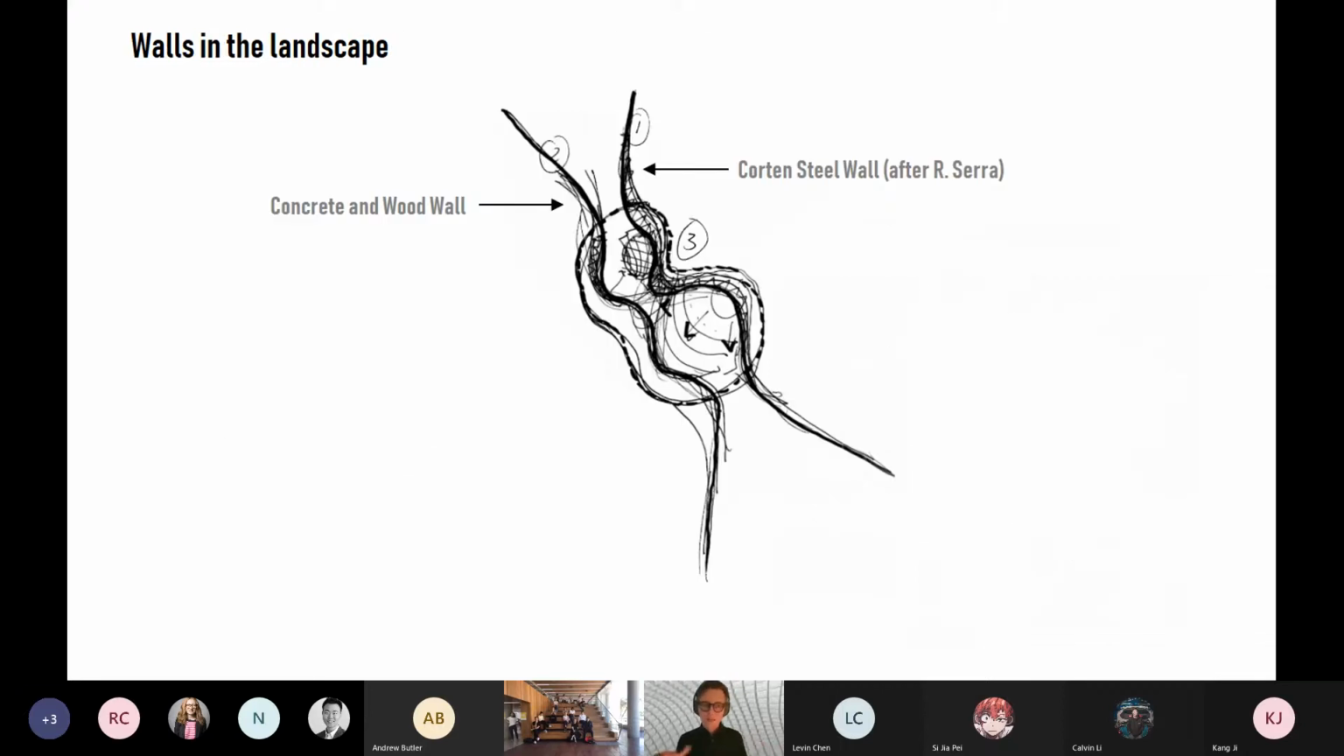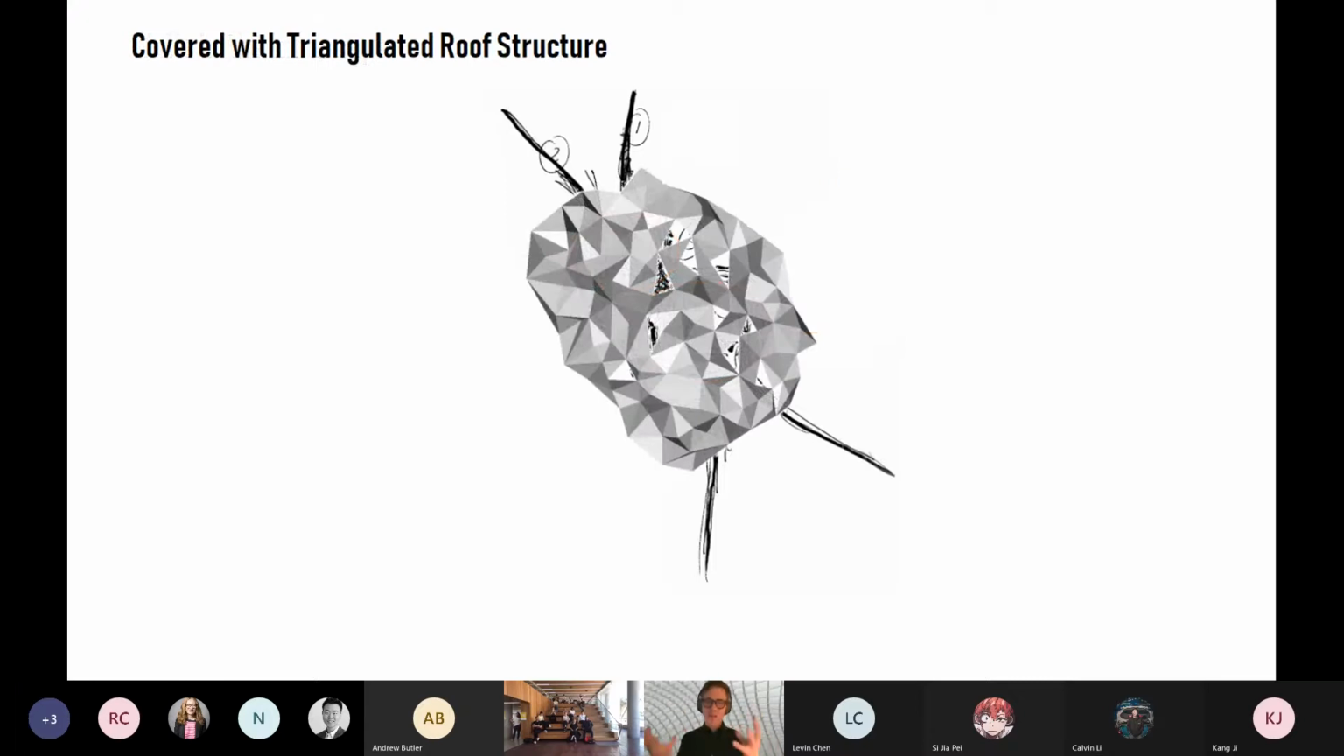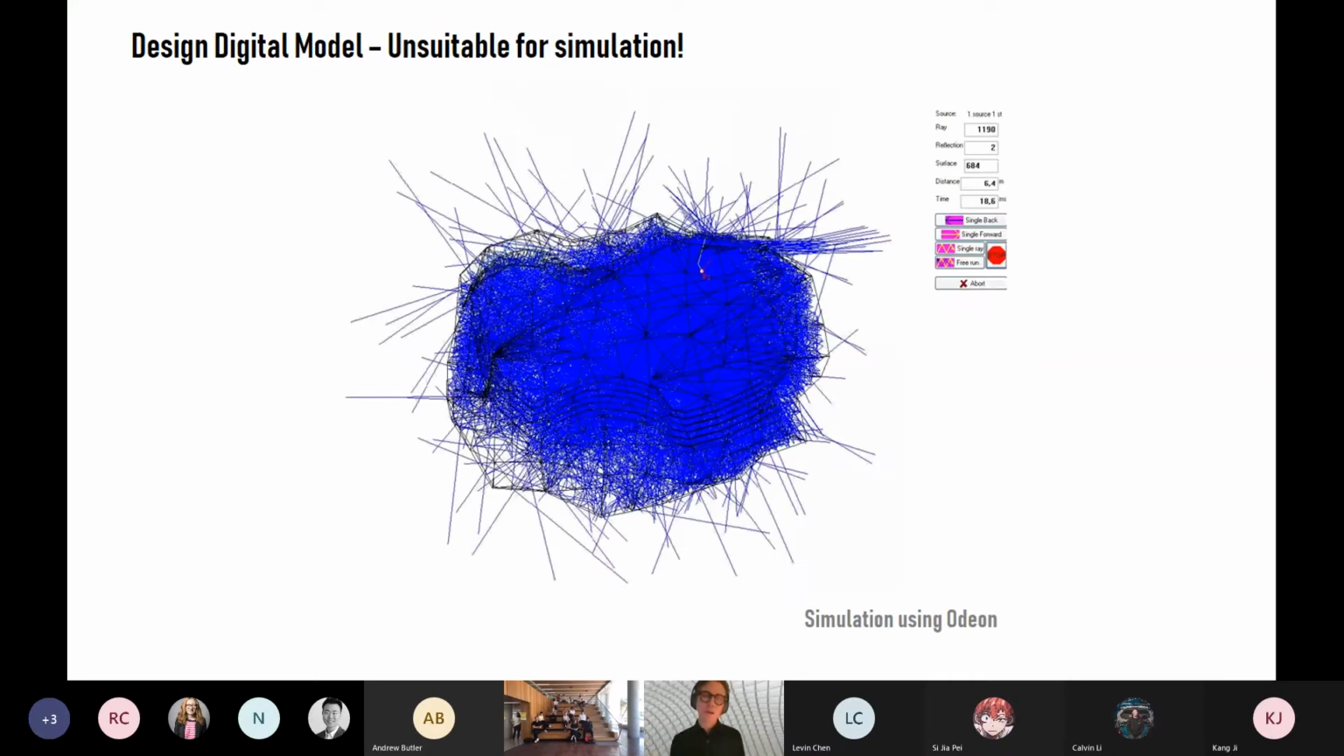One of the main driving concepts for the pavilion would be these walls in the landscape made of concrete or wood and steel, with two different spaces: a lounge area and a performance area, covered by a triangulated roof structure. In architectural practice, people are producing 3D models all the time now. This is not very uncommon. However, what is potentially more uncommon is producing models that are actually suitable for simulation.